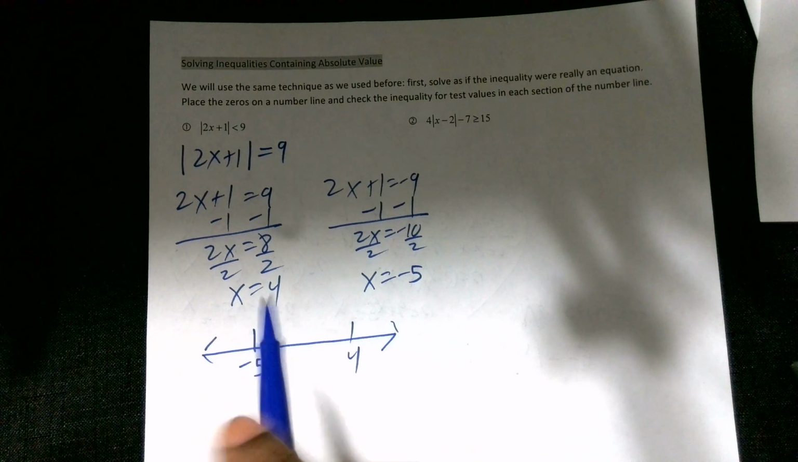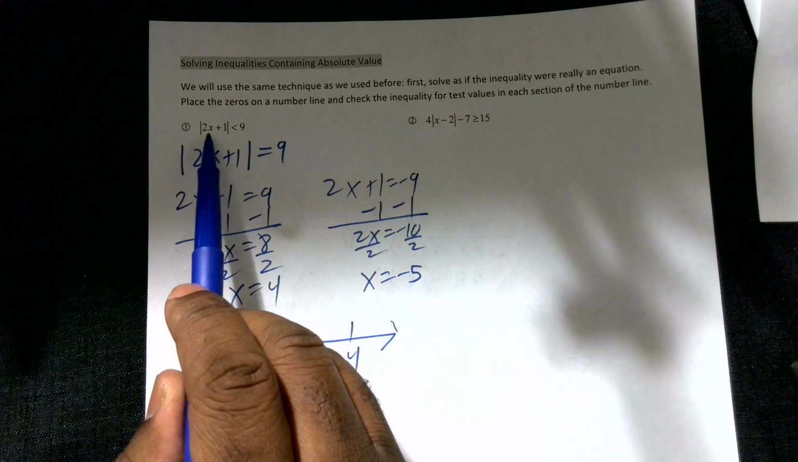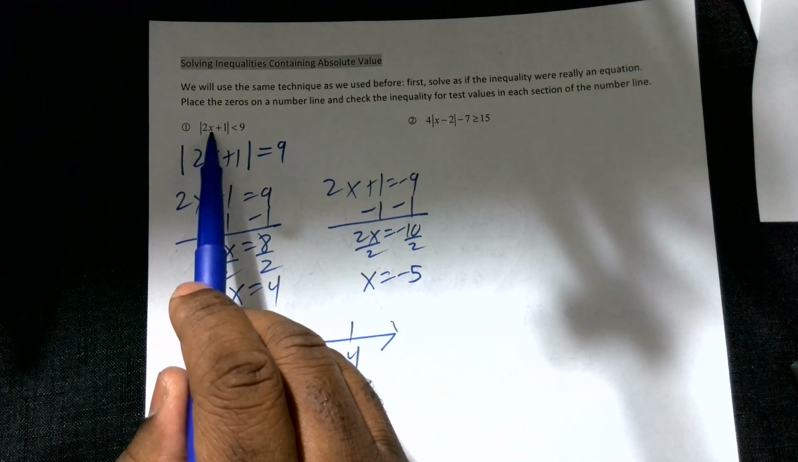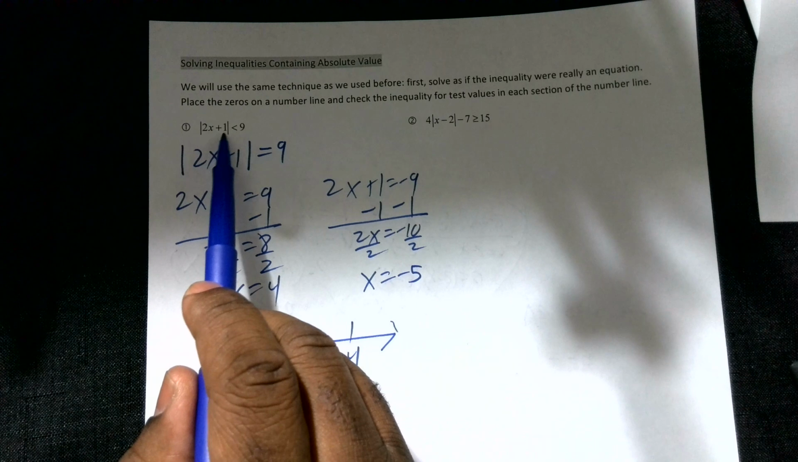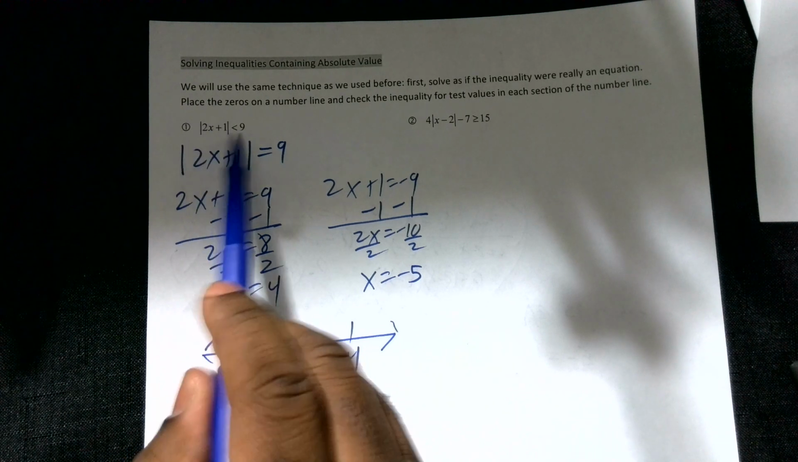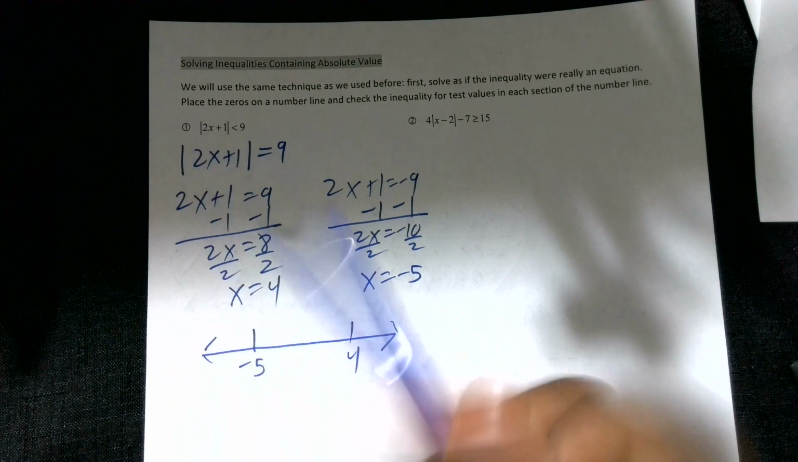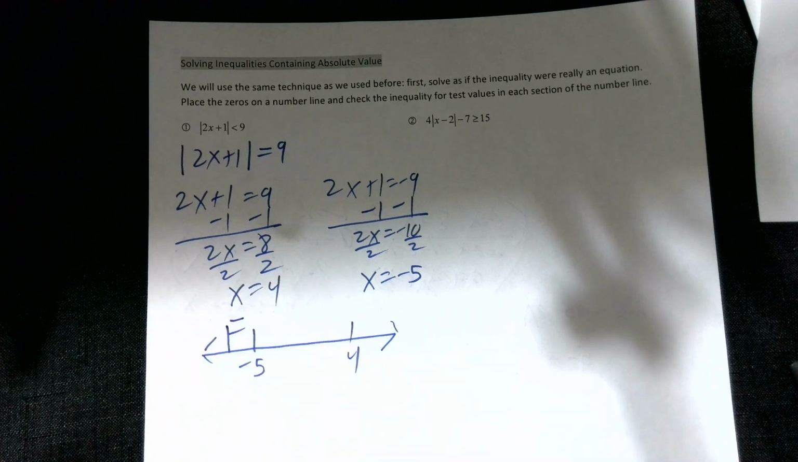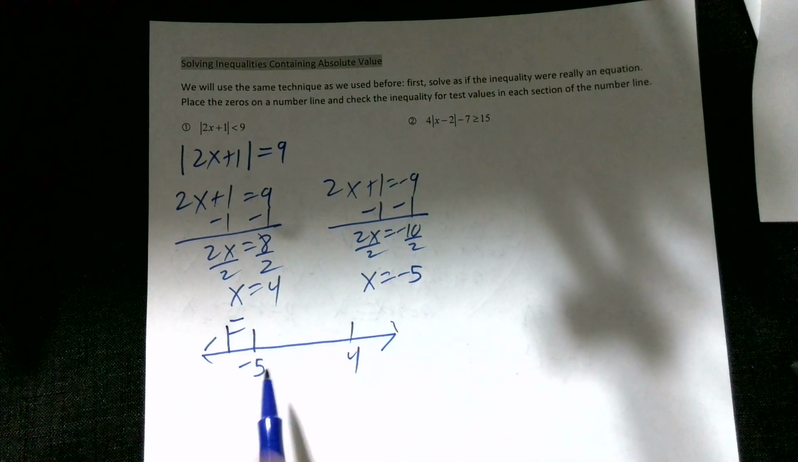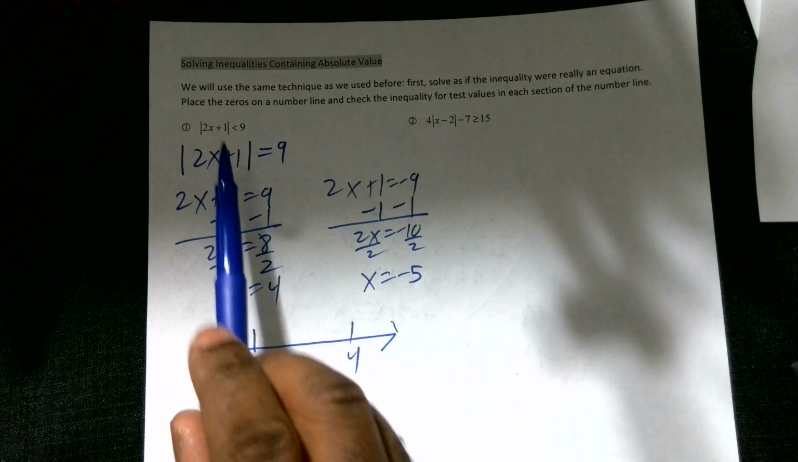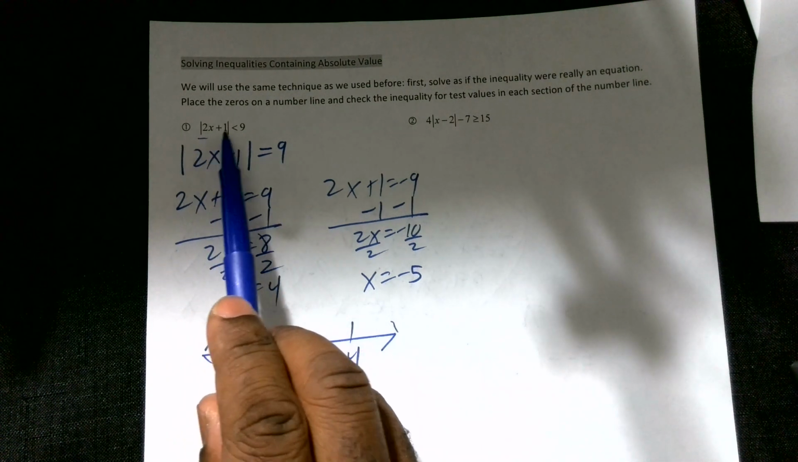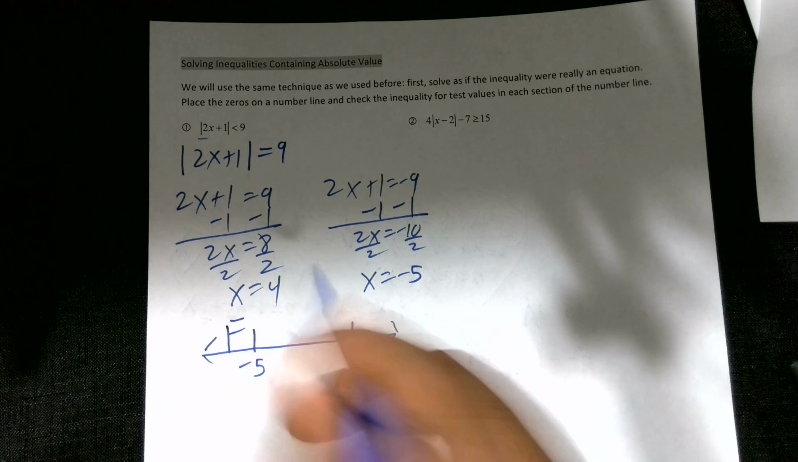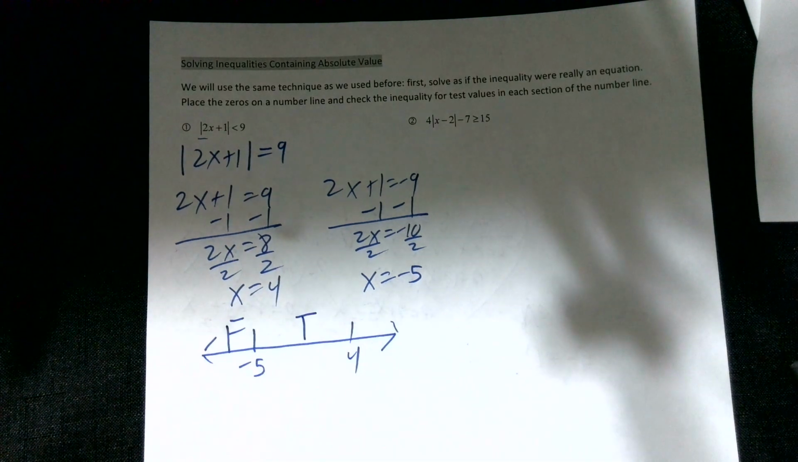I would try negative 6. If we put negative 6 in here, 2 times negative 6 is negative 12, plus 1 is negative 11. The absolute value of negative 11 is 11, and that's not less than 9, so this will be false. Now, between negative 5 and 4, I will use 0. 2 times 0 is 0, plus 1 is 1. The absolute value of 1 is 1. 1 is less than 9, so this region is true.